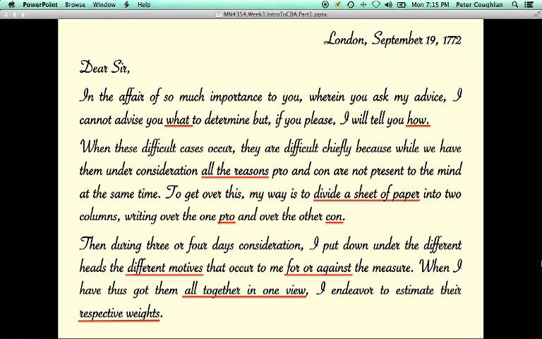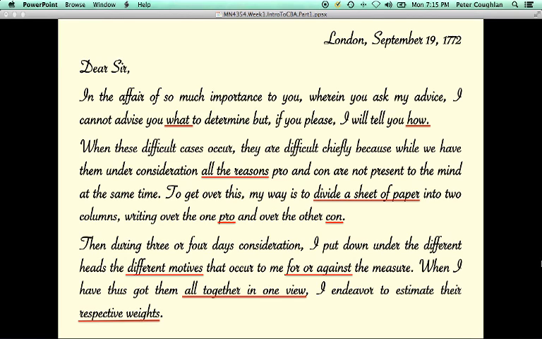Dear Sir, in the affair of so much importance to you, wherein you ask my advice, I cannot advise you what to determine, but if you please, I will tell you how. When these difficult cases occur, they are difficult chiefly because while we have them under consideration, all the reasons, pro and con, are not present to the mind at the same time. To get over this, my way is to divide a sheet of paper into two columns, writing over the one, pro, and over the other, con. Then, during 3 or 4 days' consideration, I put down under the different heads the different motives that occur to me for or against the measure.